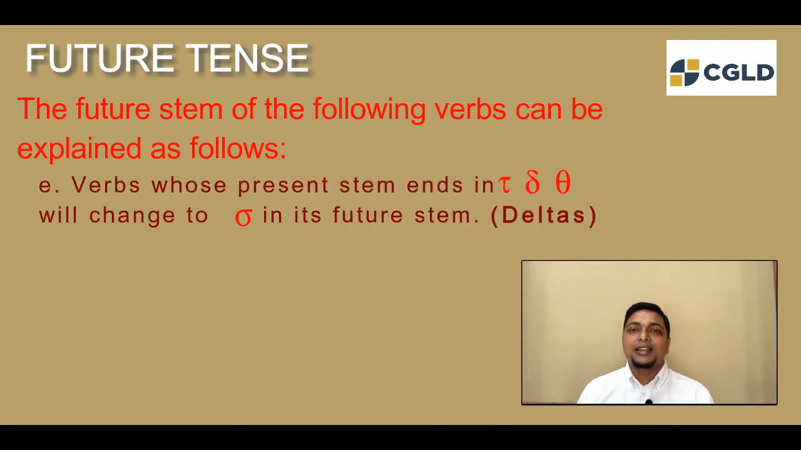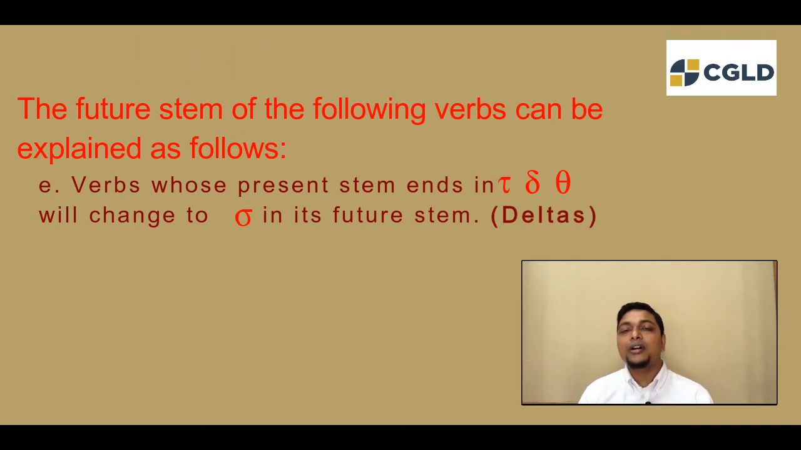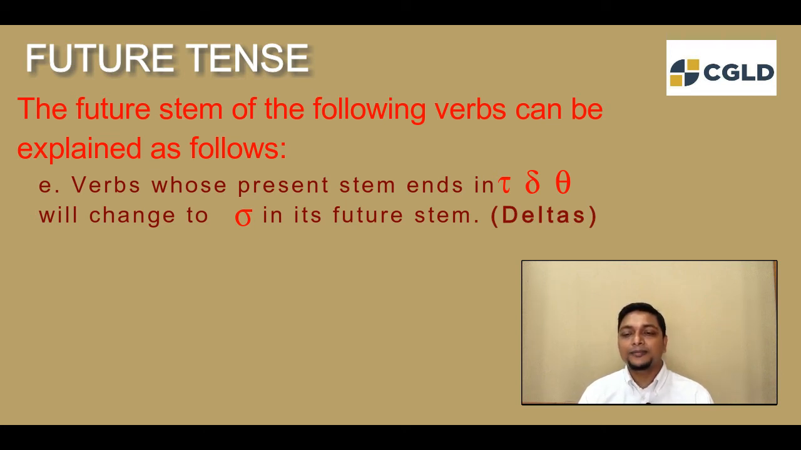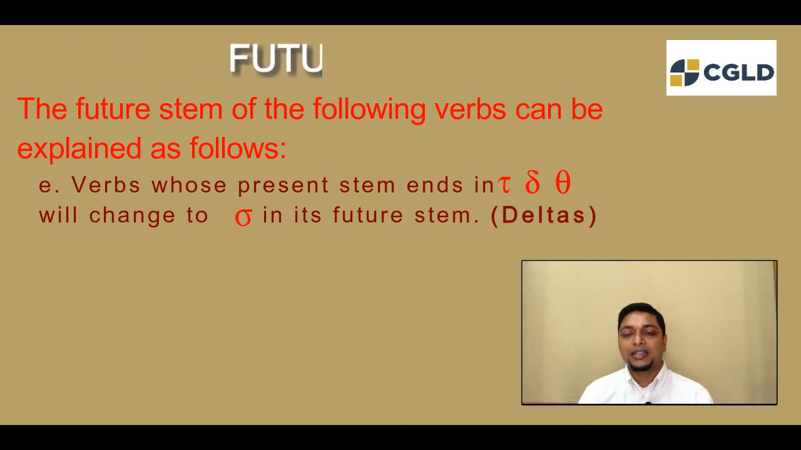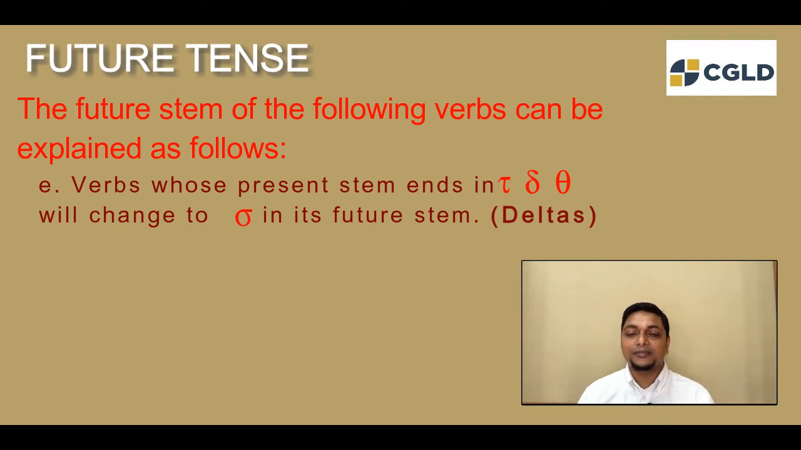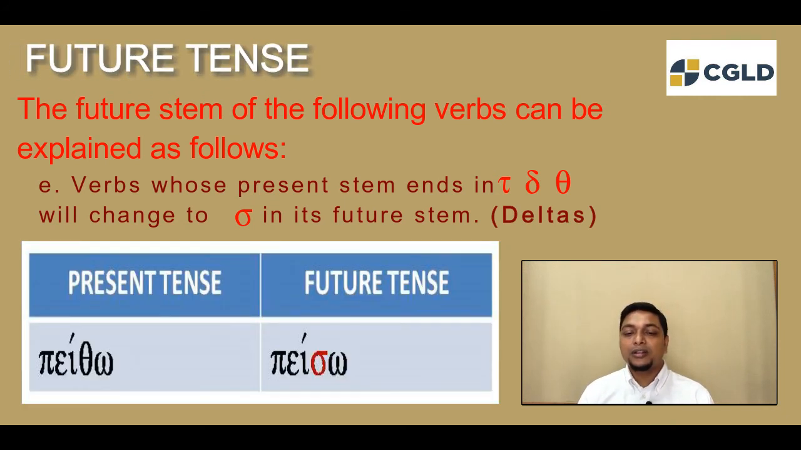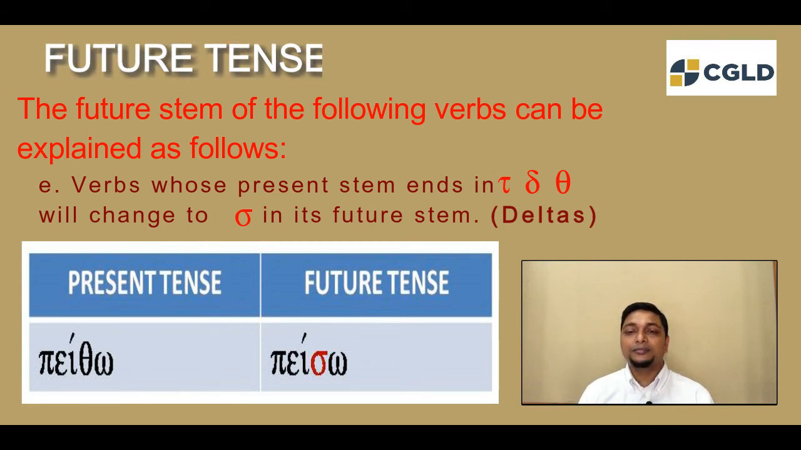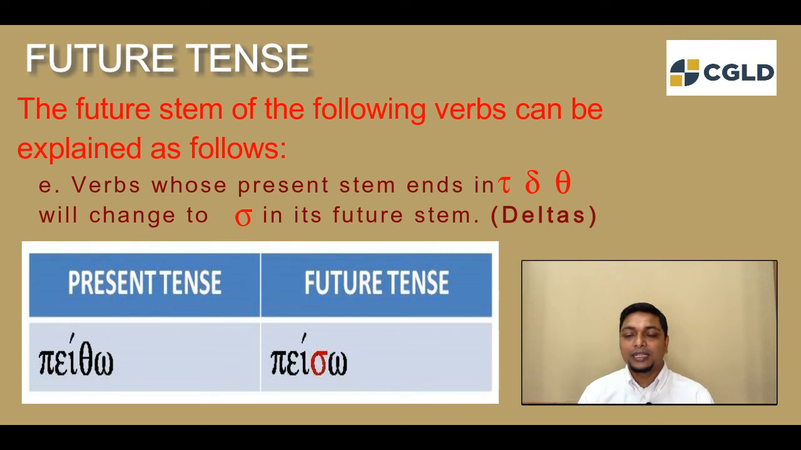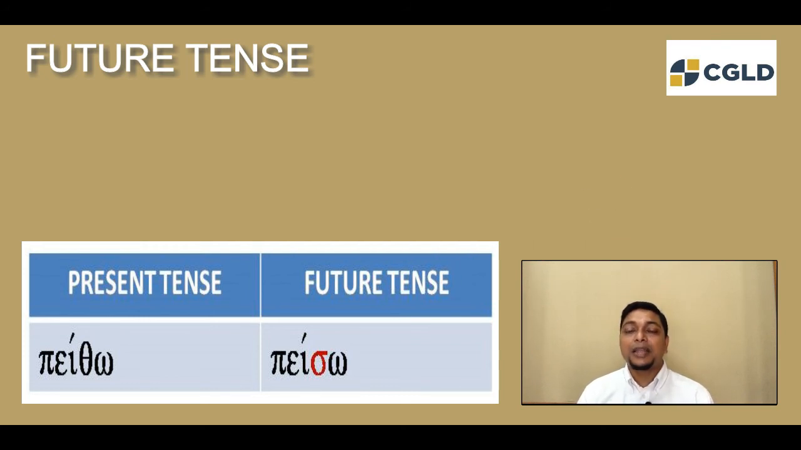Fifthly, a verb whose present stem ends in tau or delta or theta will change to sigma in its future stem. And these are called dentals. For example, the word peitho, there is a theta there in its present stem. But this peitho, when it appears in its future form, the theta will be replaced by a sigma, and it will be pronounced as peiso.